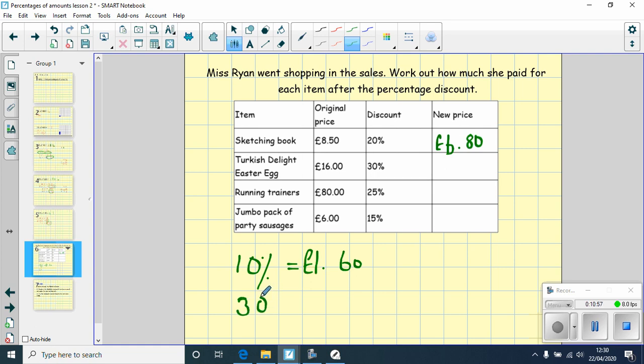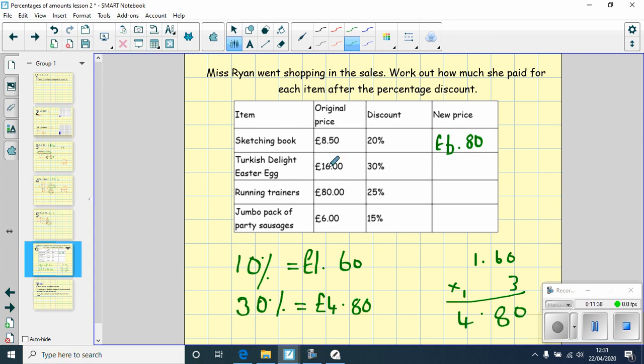30% there. And to get from 10% to 30%, I've timesed it by 3, so I need to times this by 3, so I might do a little jot in here. £1.60 times 3. Decimal point in. 3 times 0 is 0. 3 times 6 is 18, 8 there, 1 there. 3 times 1 is 3, and 1 is 4. So 30% off is £4.80. Again, that answer doesn't go in there because the question is, what's the new price you paid?